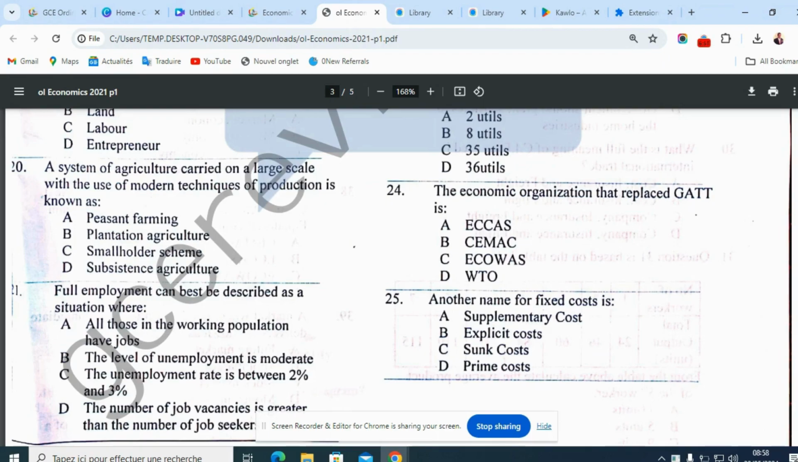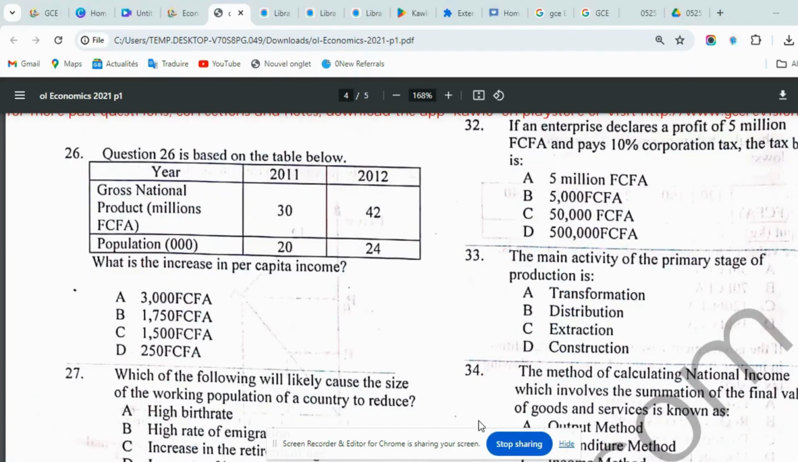Now let's continue to the next one. We are going to 26. It says question 26 is based on the table below, right? So we have gross national product, million CFA, 2011, 2012, and we have population, and the question is what is the increase in per capita income. So the correct answer here is D, 250 francs.